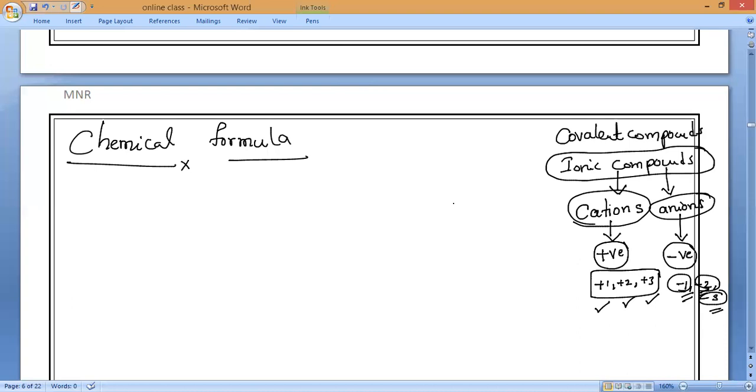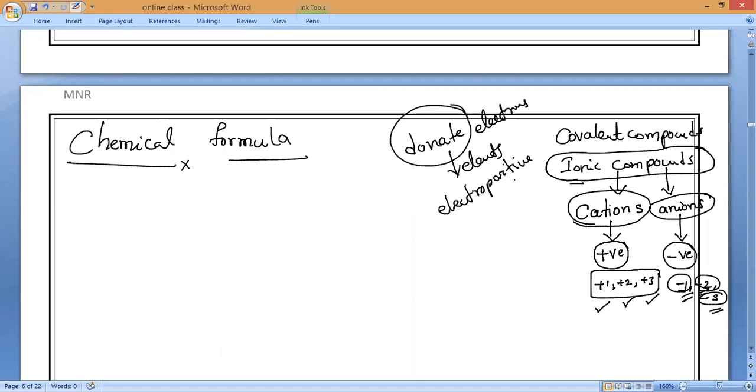Now, let us come here. Today's class we will discuss the chemical formula: what it is and how to write chemical formulas for both covalent compounds and ionic compounds. Always remember, as we know, the elements that can donate electrons, what are they called? Anybody can tell me? Yes, Harish? Elements that donate electrons are called electropositive elements. Is it yes or no?